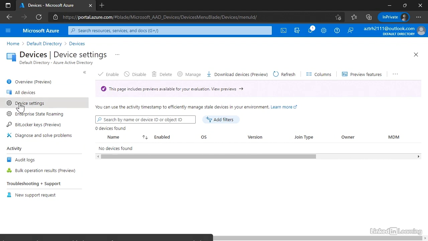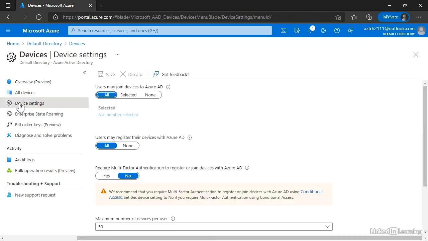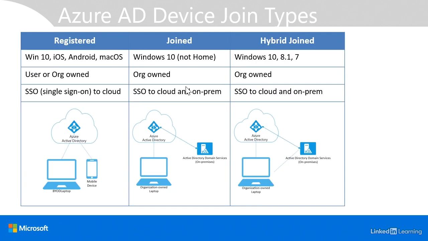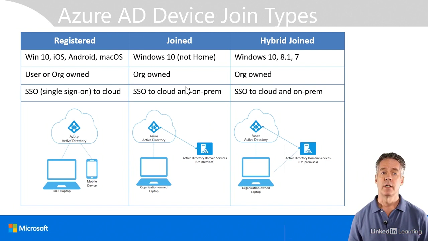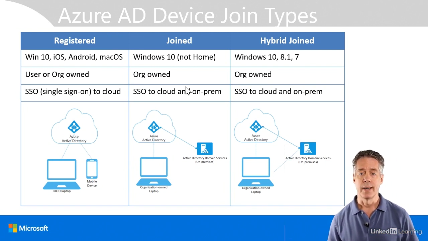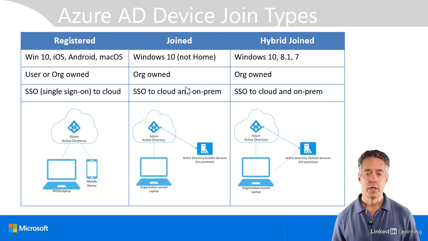You can also see device settings here, and device settings take us to information about the join type. So let's talk about join types now. There's 3 join types for devices in Azure AD: registered, joined, and hybrid joined. And these are good to be able to sort differences for your exam. So a registered device can be Windows 10, iOS, Android, or Mac OS. Those are the allowed operating systems.